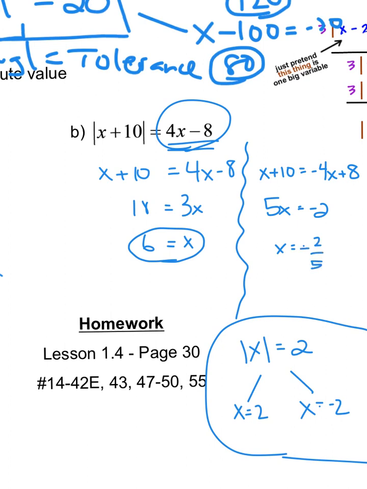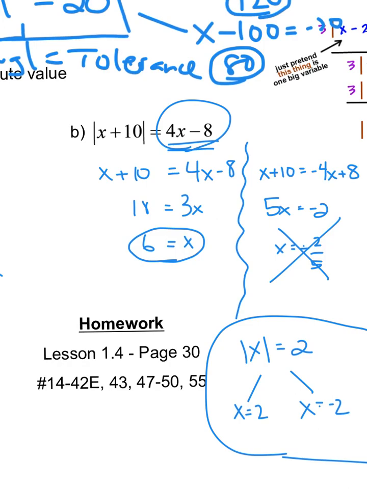So we want to do a quick check on that. When we plug it in to the left side, negative 2/5 plus 10 is 9 3/5. And then on the other side, we have negative 8/5 minus 8 is also negative 9 3/5, but keep in mind the absolute value can't be negative. So when we plug that into the left-hand side, it is negative, and that does not work.